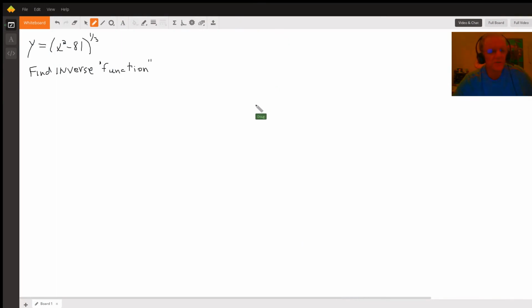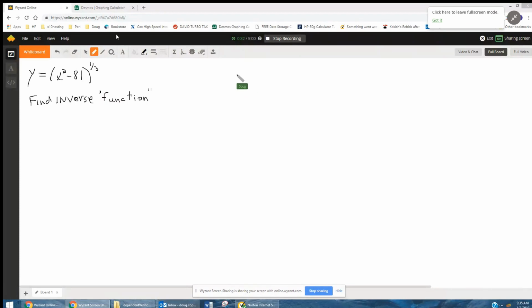Okay, for some reason, Wyzant's not posting the question on the whiteboard as I start this video, but here's the problem. We're given the function y equals the cube root of x squared minus 81, or the quantity x squared minus 81 raised to the 1/3 power, and we're supposed to find the inverse function. Before we find out the technique for doing that, I want to go to Desmos and show you the graph of that function.